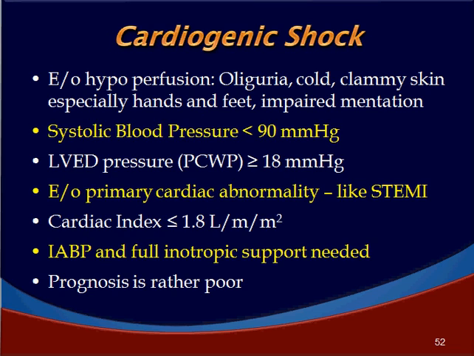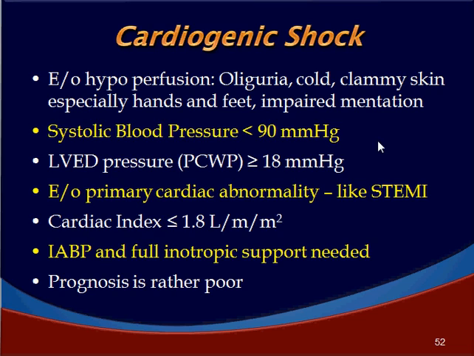What is cardiogenic shock? Evidence of hypoperfusion in the form of oliguria, cold clammy skin, especially the hands and feet, impaired mentation, systolic blood pressure less than 80 or 90 millimeters, LV end-diastolic pressure or pulmonary capillary wedge pressure is increased and it is more than 18 millimeters of mercury.